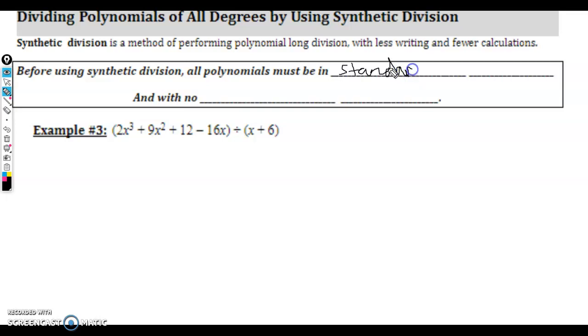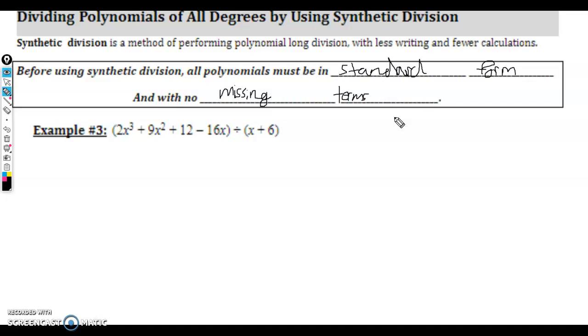I'm going to do my best to write with this thing. It's not easy. So all polynomials must be in standard form, and there can be no missing terms. Once again, if this is hard for you guys to see, you can also look at the guided notes that you guys should have.